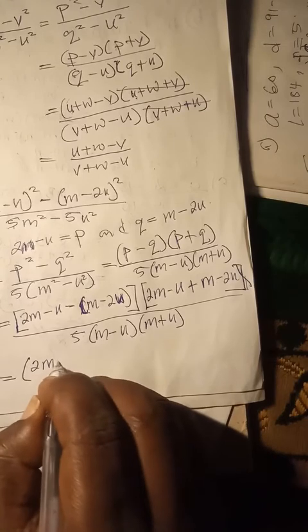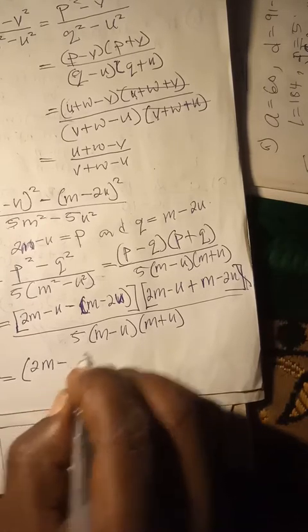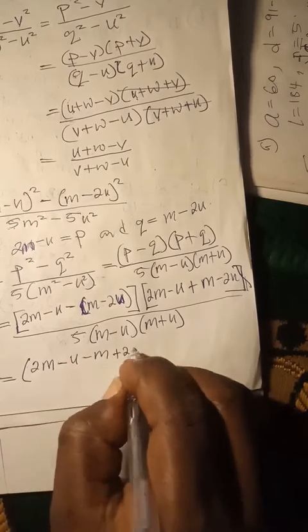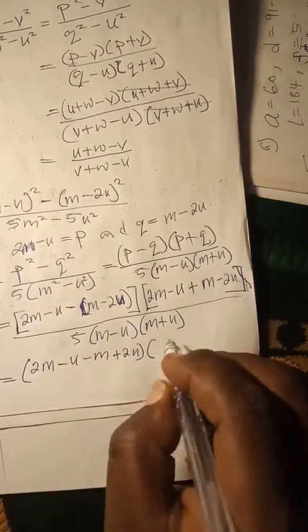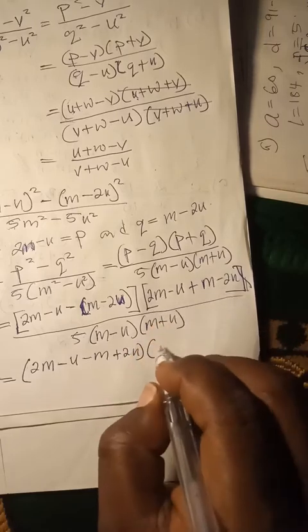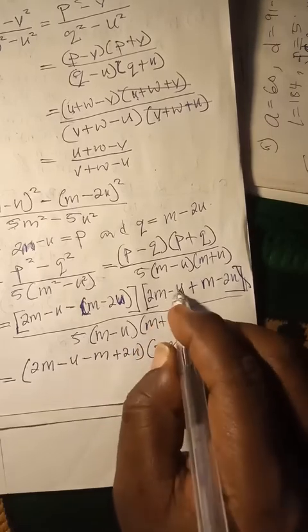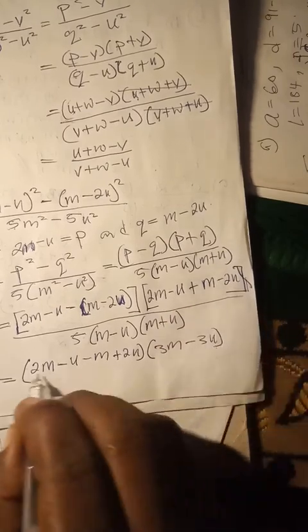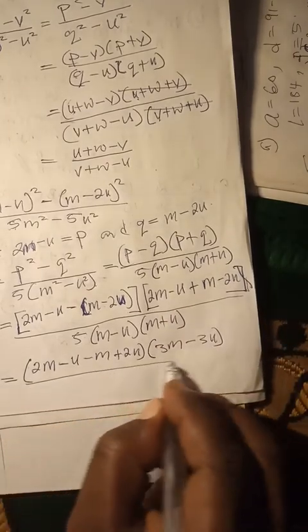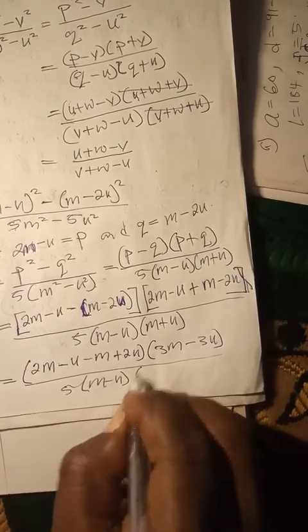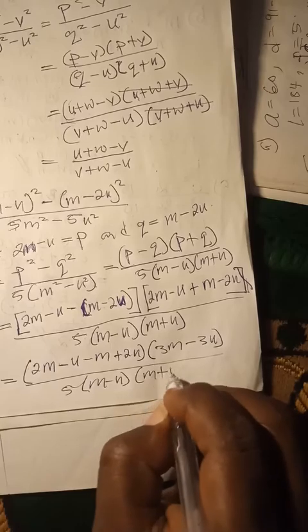So we have to open this bracket very well to have like this, 2m minus u minus m plus 2u, like this. Then this one can easily be dealt with. 2m plus m is 3m, minus u minus 2u is minus 3u, like this. Okay, everything over the denominator is 5 bracket m minus u, m plus u.